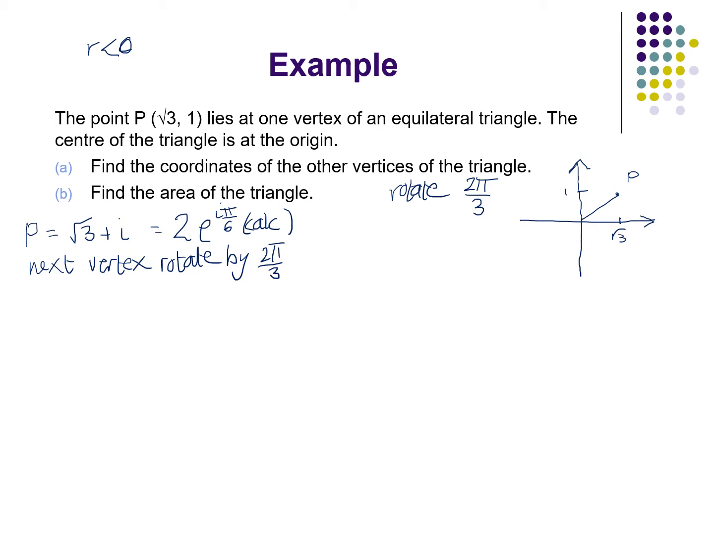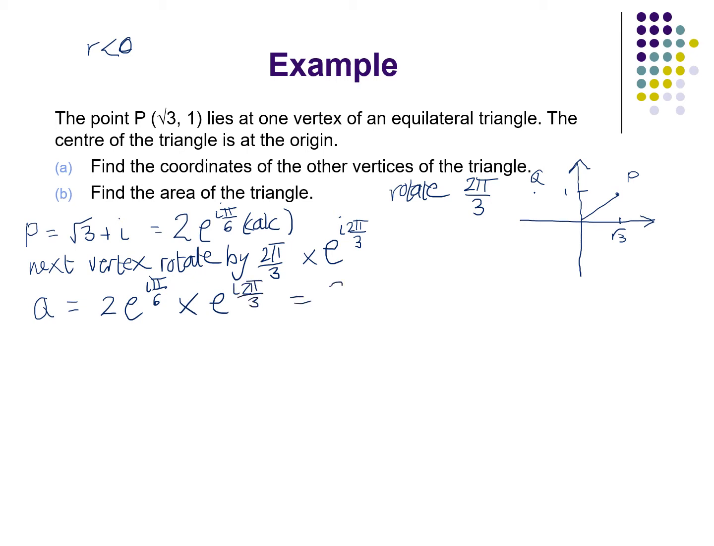So the complex number that represents that is going to be, remember, we're not changing the modulus of it, so we're just going to multiply by e to the i 2 pi by 3. Okay, so that's what we're going to multiply by. If I call the next vertex, let's call it Q, then Q is going to be equal to P, which is my original one, 2e to the i pi by 6, and I'm going to multiply it by my rotation complex number.